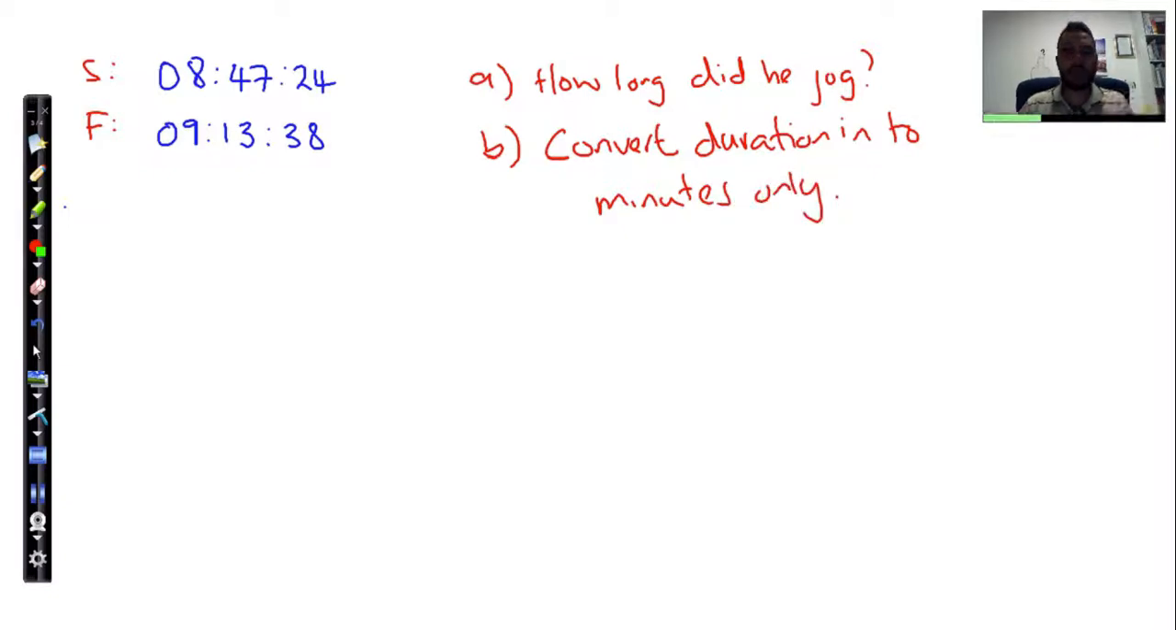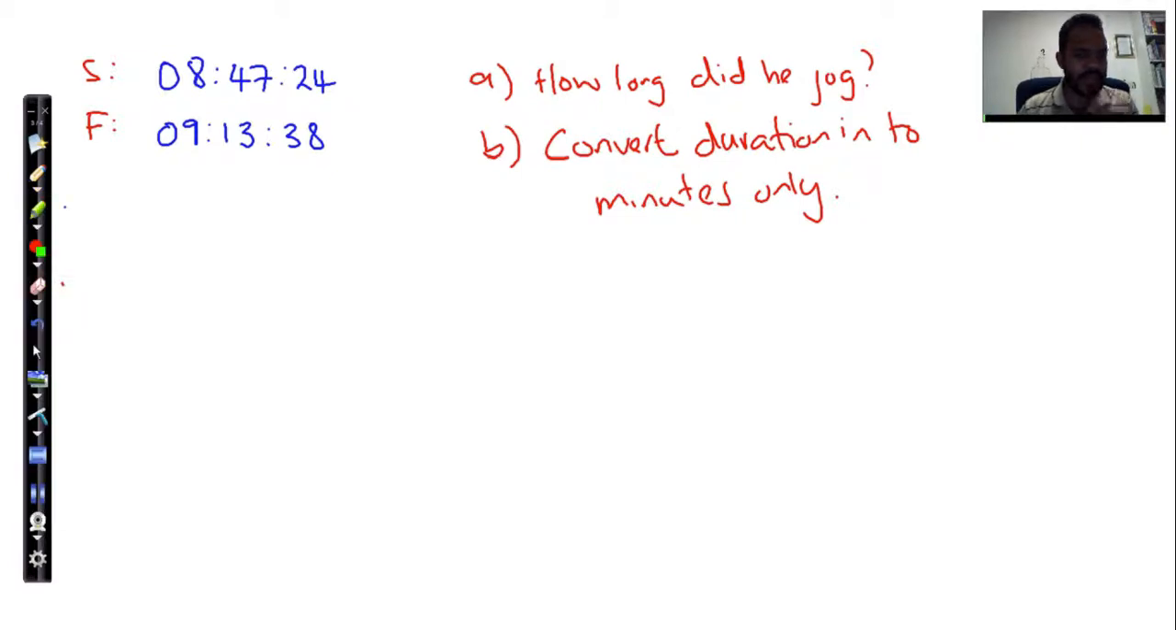First question is, how long did he jog? And the second question is going to be, convert the duration into minutes only. So we're going to try and answer each of those questions, considering the start time and the end time. And then I'm also going to show you a means and a way on a calculator to actually verify that. Okay, so let's get up a green pen over there and start our calculations in green.